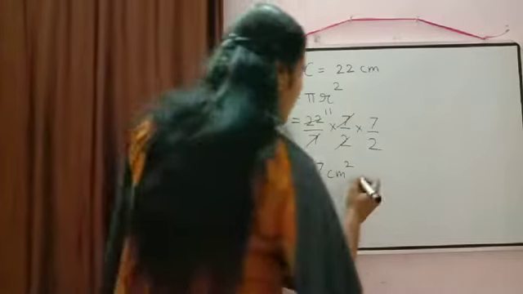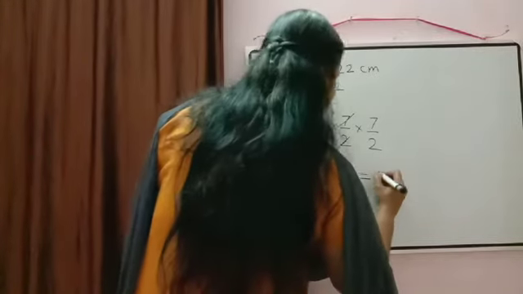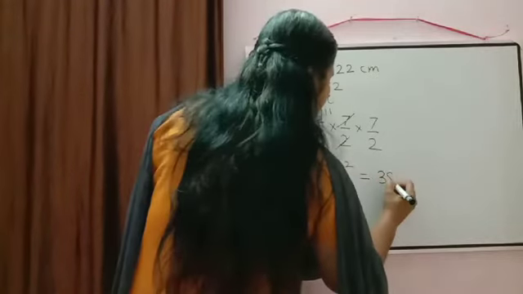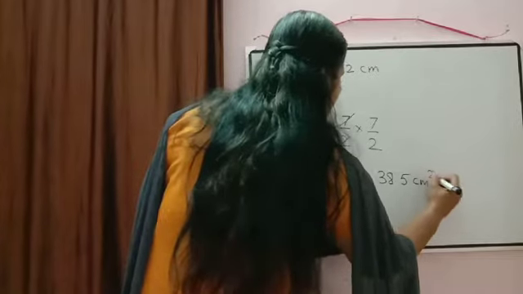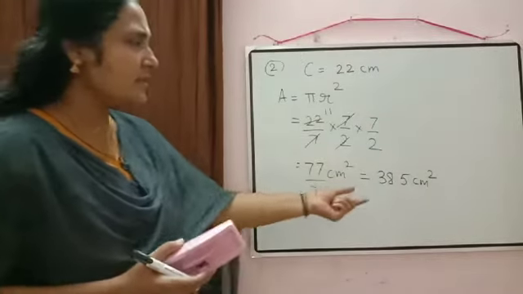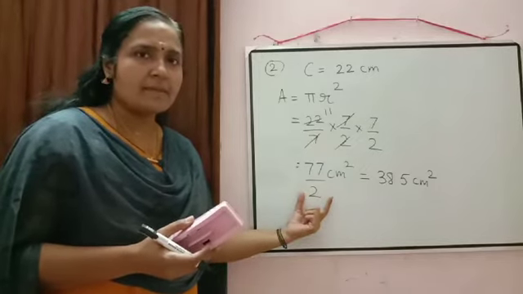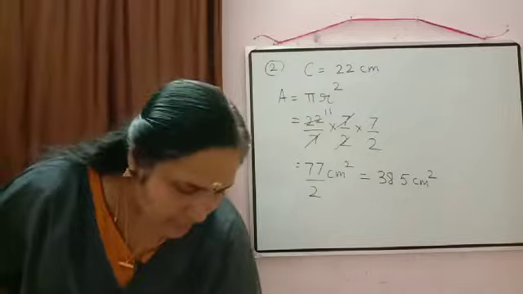So 77 by 2 centimeter square, or if you divide, what will come? 2 3s are 6. Remainder 1 will come. Then 2 8s are 16. So 38.5 centimeter square. Conversion is not necessary. You can leave your answer till here. Okay. I think it is clear. Okay. Now check the next question.